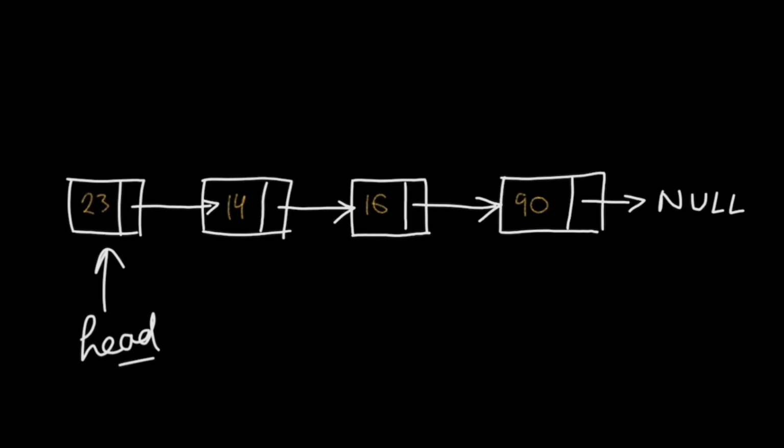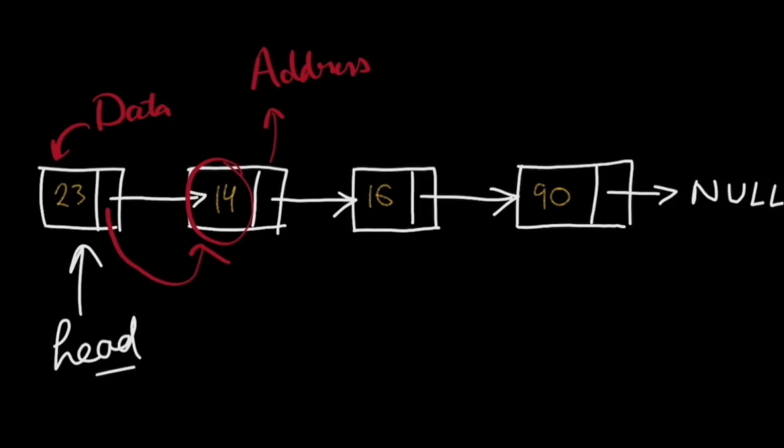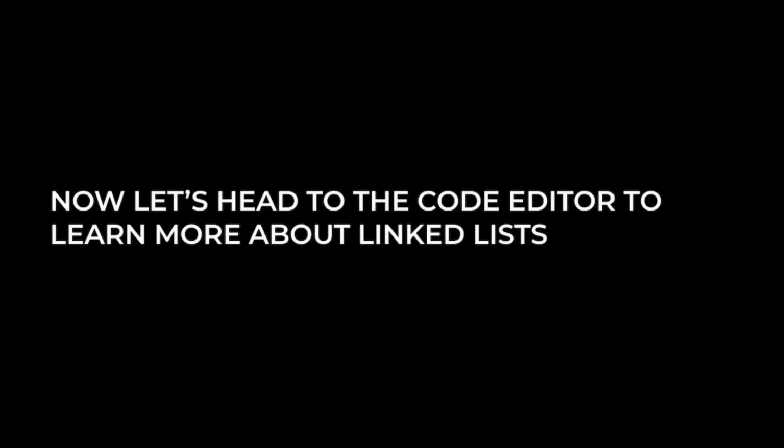The first node of the linked list is called the head node, and it has data 23 and the address of the next node, which is 14. The last node points towards a null pointer. Now let's head to the code editor to learn more about linked lists.